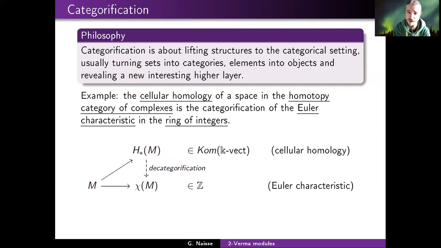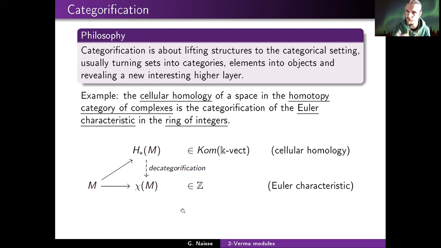And it is the cellular homology of, say, a CW complex or something like this. And so you can think of the cellular homology as a complex that lives in the homotopy category of complexes. And if you compute its graded dimension, so the alternating sum of the dimension of the spaces in your complex, you will get the Euler characteristic in the ring of integers, because you will have the number of zero cells minus the number of one cells plus two cells and so on. And so you can think of this as an example of categorification. So the cellular homology categorifies the Euler characteristic.